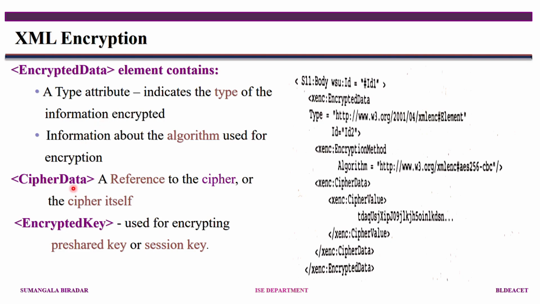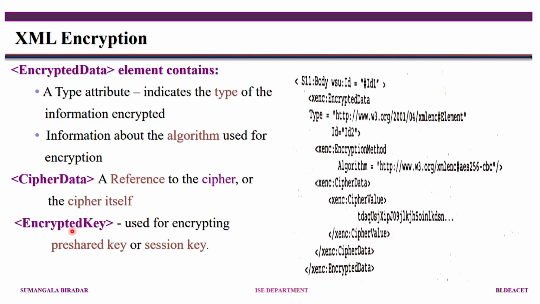Next one is the cipher data. Here the cipher data may be converted into another form, like a hash key, which you take as a reference. The hash key is the reference for the cipher, or the cipher itself may be contained. So cipher data contains references to the cipher, or it may be the cipher itself.